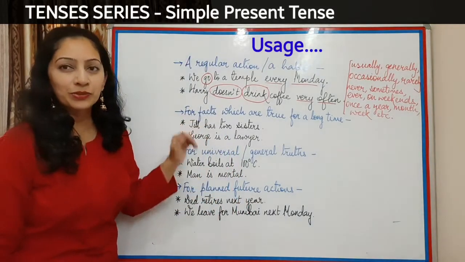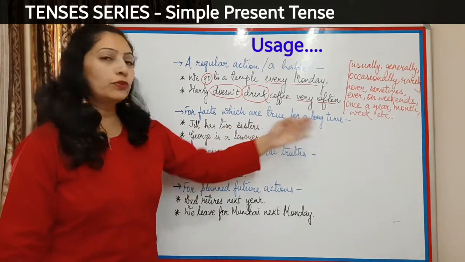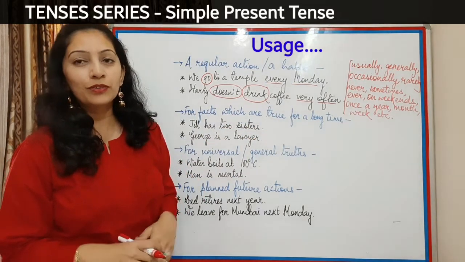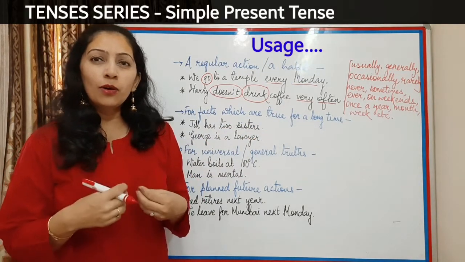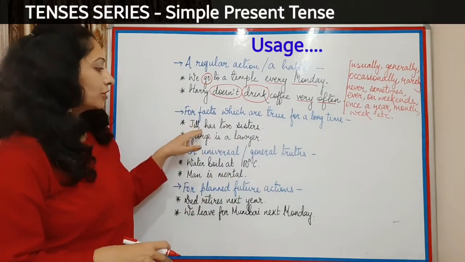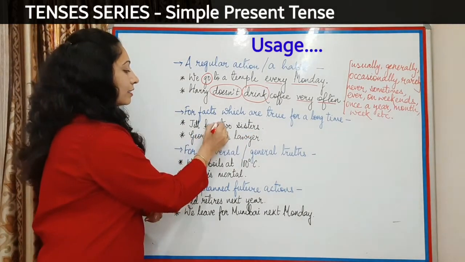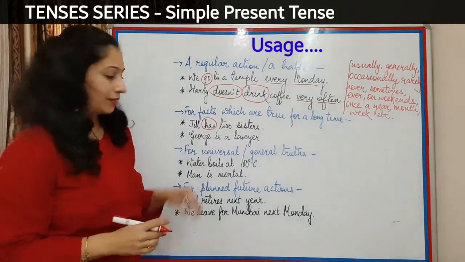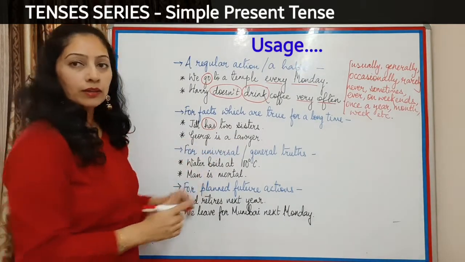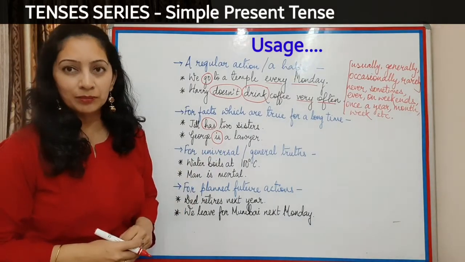Come to the next rule. To express facts which are true for a long time. So if you are expressing something which is almost permanent, then you use this tense. For example, Jill has 2 sisters. So "has" here becomes the verb. George is a lawyer. Now here the auxiliary verb is acting as a main verb.